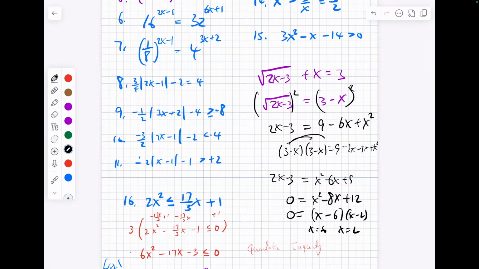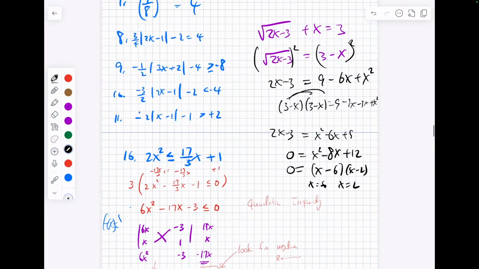6? 6 is extraneous? Okay, let's plug in 6. The square root of 12 minus, 6 times 2. 12 minus 3 is 9, plus 6 equal to 3? That's not right, 3 plus 6 is not 3. So that's 9, so that's not the answer. Does x equal to 2 work? 2 works. Perfect.